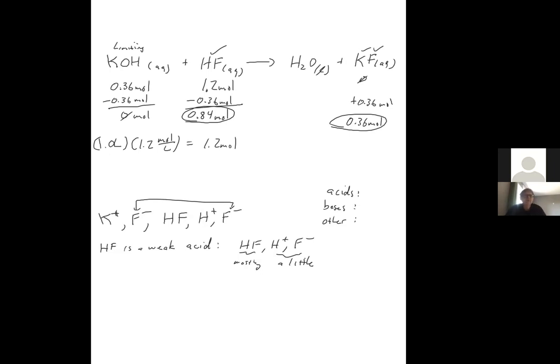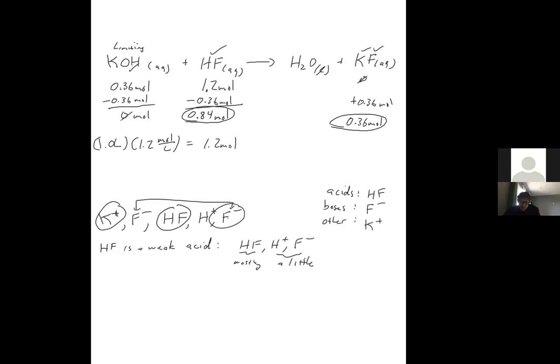All right, good. So now what we can do is we can come over here. Well, what is the acid? Well, HF is an acid, so we know that that's an acid. We already said from the previous one that F minus is a base. There's no OH minus in this one, right? Because this was the limiting reactant, so the OH minus is gone. But we have K plus.